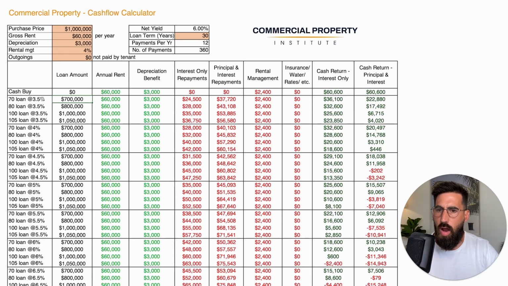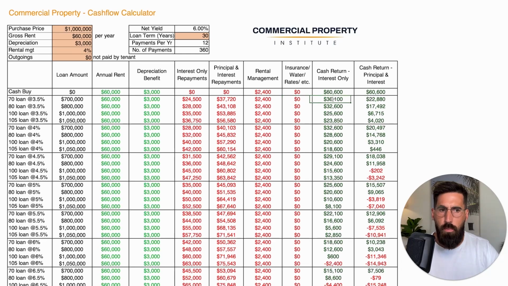So in this scenario, it's 3.5%. And that equates to $24,500. Let's ignore the principal and interest repayments for now and do it for the interest-only case. You're still going to have rental management as before, and there's zero outgoings because it's a net lease.